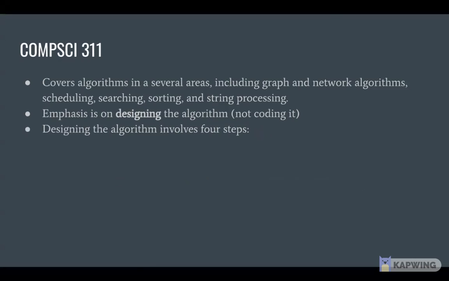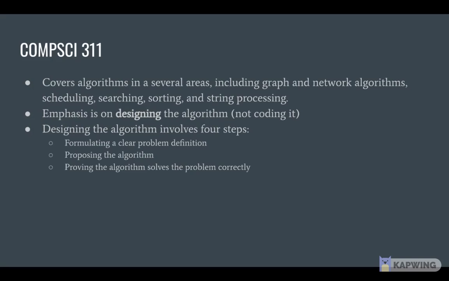COMPSCI 311 introduces one to algorithms in several areas, such as graph and network algorithms. The emphasis in this course is on designing the algorithm, not coding it. Designing the algorithm involves 4 steps: formulating a clear problem definition, proposing the algorithm, proving the algorithm solves the problem correctly, and analyzing time complexity. In this RLO, we focus on the third step, that is proving the correctness of an algorithm.